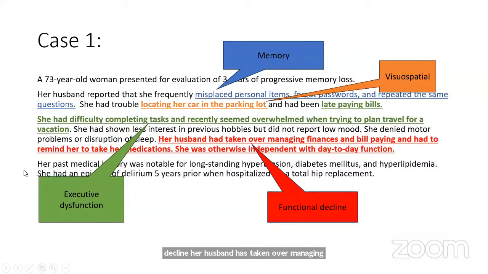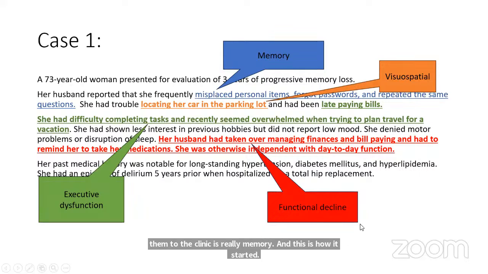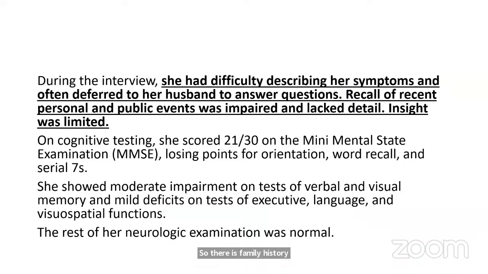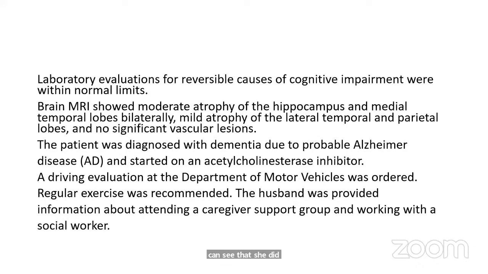You can see that the most striking thing, and what brought them to the clinic, is really memory, and this is how it started. And you can see that there is evidence of functional decline, so this is beyond just mild cognitive impairment. There is family history of late onset dementia. She had difficulty describing her symptoms. On exam, you can see that she did have some troubles. Her lab evaluation, as I mentioned, did not reveal anything. So the patient was diagnosed with dementia due to probable Alzheimer's disease and was started on acetylcholinesterase inhibitors.